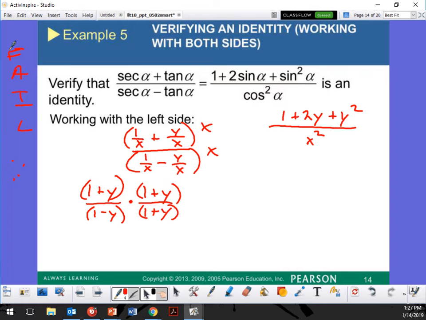So, let's start with the top, the numerator of all this. 1 times 1. 1. Now, all the way across. So 1 times y is y. Plus y. Now, inner. The inner two. So it's going to be y times 1. Y. So plus y. And then last. Y times y.